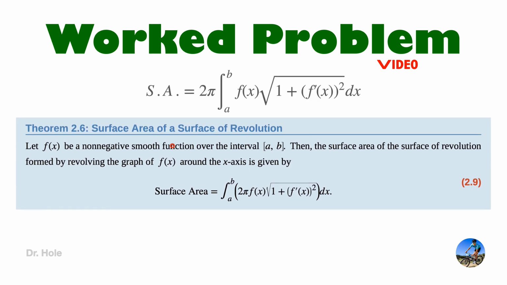Let's copy that down. I'll use notation SA for surface area. 2 pi, I like to bring that out into the front, and then the rest of it is copied over. f of x is the function for which we are revolving its graph, and that's occurring over the interval a to b. And then the radical in the differential is a length differential.